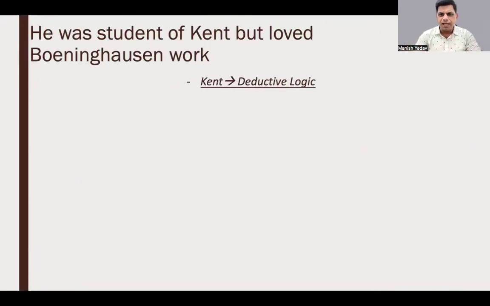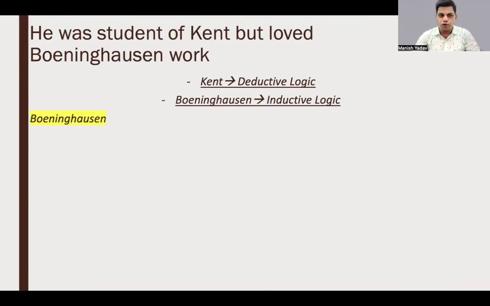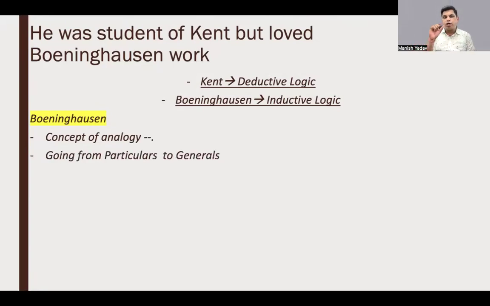Now, what is the difference between Kent and Boenninghausen? Let's first understand that. You must be knowing this in your college. Kent was talking about deductive logic and Boenninghausen talked about inductive logic. What does that mean? In Boenninghausen, we study the concept of analogy. What is analogy? The concept of analogy is comparison of two. You compare and differentiate from there. Basically going from particulars to generals. So he will focus on a particular symptom, and what is true to the particular, he said is true to the whole. So he would go from particular to general.